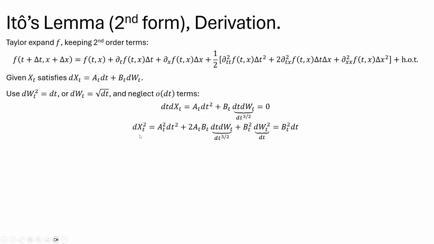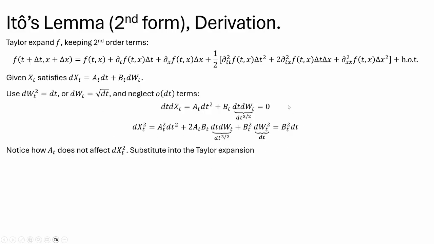Next, we calculate dx_t squared. First, expand the square as usual, similar to the previous calculation. The final term, b_t squared dW_t squared, is b_t squared times dt. This is the only term we keep. It is not a higher order term of dt. It's the same order. And we notice that dx_t squared is not affected by the drift coefficient a_t.